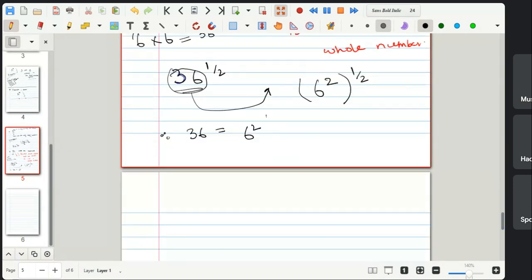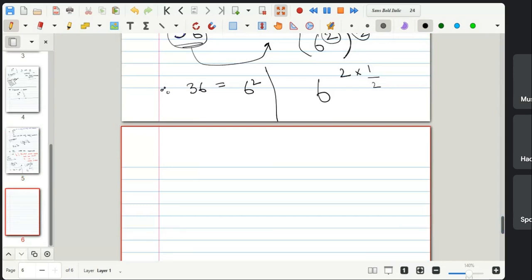It's a very interesting thing. This will be a 6, and these two are the exponents. The exponents will be multiplied, because the bracket means multiplication. 2 multiplied by 1 over 2 is 1, because this 2 will be cancelled with the 2, and we remain with 1. So 6 will remain. This means that 36 to the power 1 over 2 is 6. This is your answer.